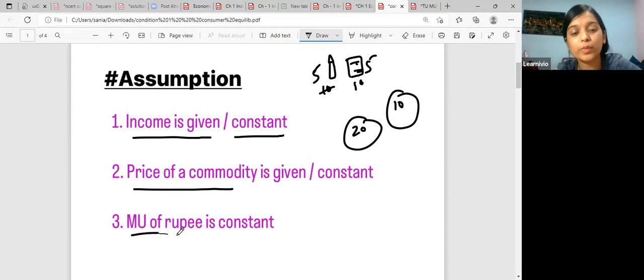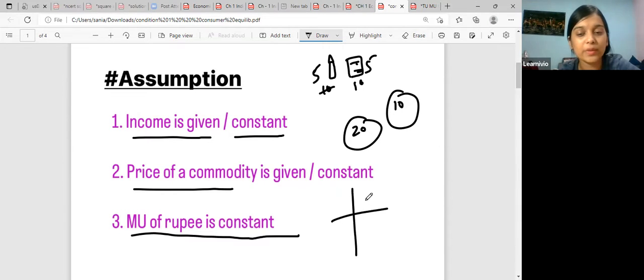Then MU of a rupee is constant. This one is very important, MU, that I will explain. MU means whatever different combinations you have, like first, second, third, fourth. Whatever money you are spending, whatever income you are spending in purchasing one product, that will be the same for others too. Clear?